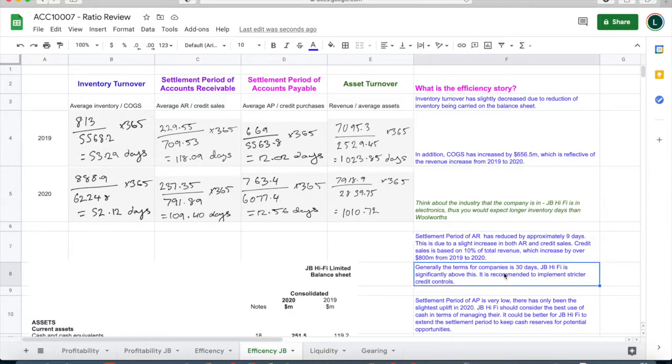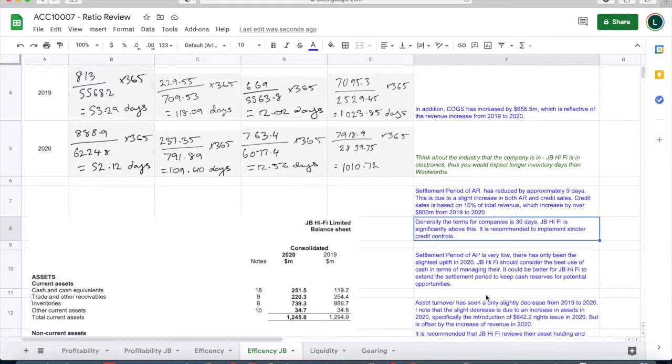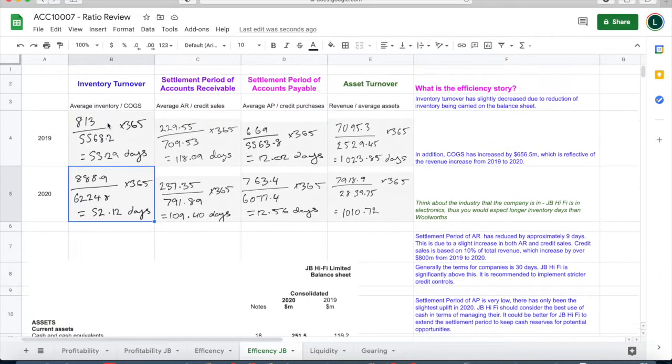Generally, the terms of companies is 30 days. JB HiFi is significantly above this. It's recommended to implement stricter credit controls. So what I've done there, I have identified that something doesn't look so great, and because I've identified that, I've provided a recommendation in how JB HiFi can improve their position. You don't really need to do that if it's something that looks good. To me, the inventory turnover looks great.